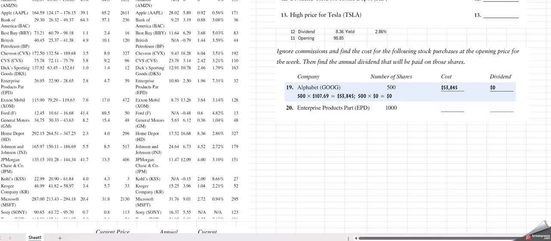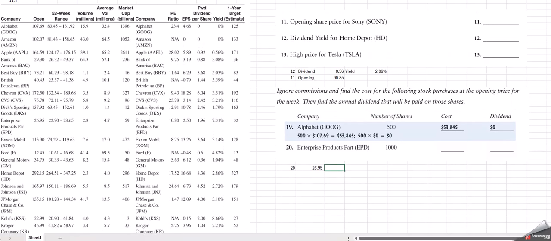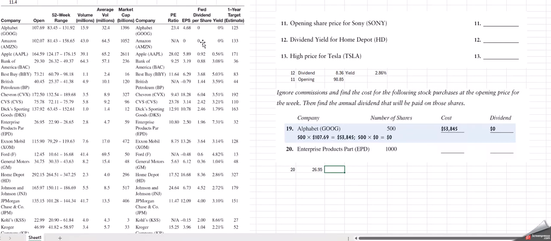Okay, then we have Enterprise Products, which is right here in the middle. Find the cost for the following stock purchases at the opening price, and then find the annual dividend. So for number 20, for Enterprise, the opening price, again, is that far number to the left, $26.95. And then our annual dividend, let me go up so we can see the columns a little bit better, is going to be that number there. If we carry that all the way down to Enterprise, it would be $1.96.